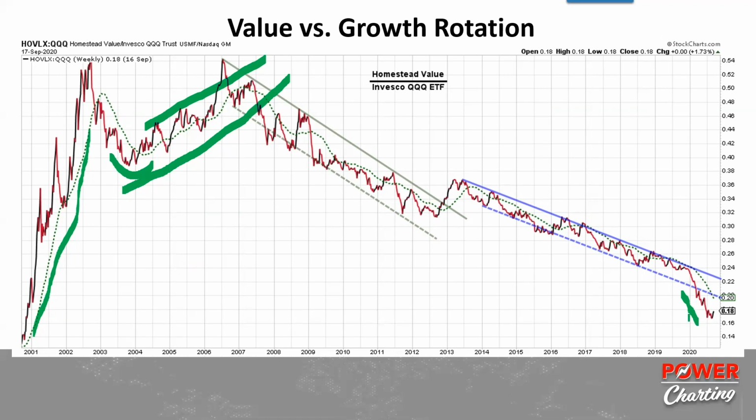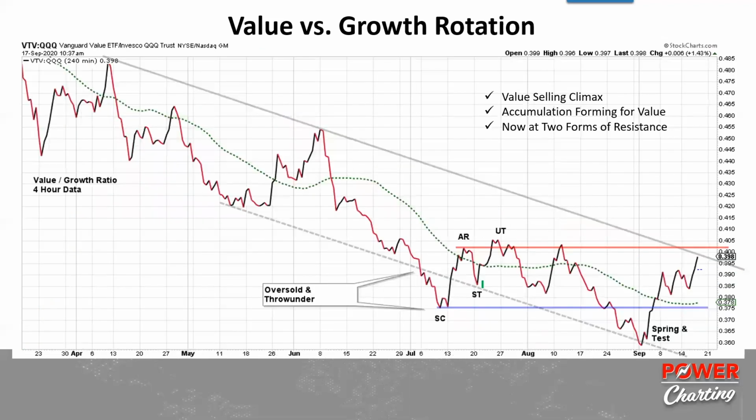Now, does this mean that we continue to go ever downward? Well, let's see if we can nuance this data and determine whether or not there might be a Wyckoffian analysis that could maybe give us an early clue about the change or the rotation from growth back to value.